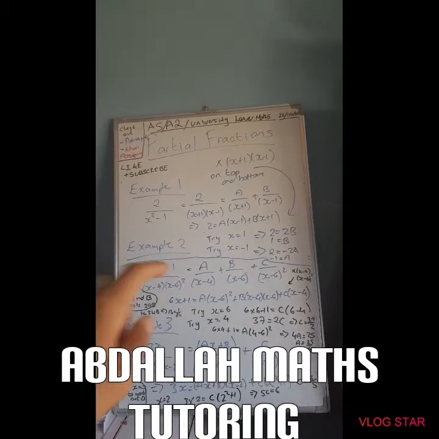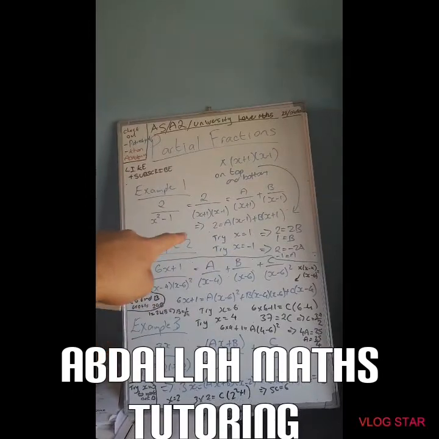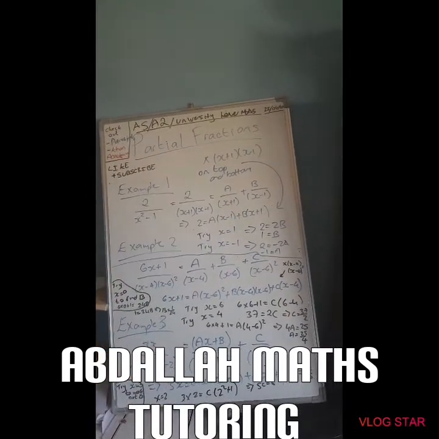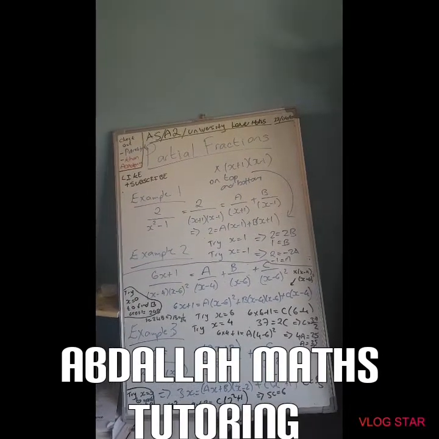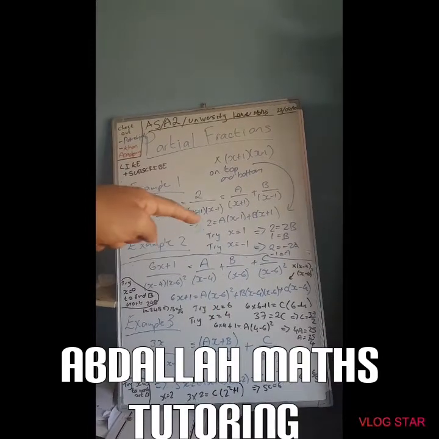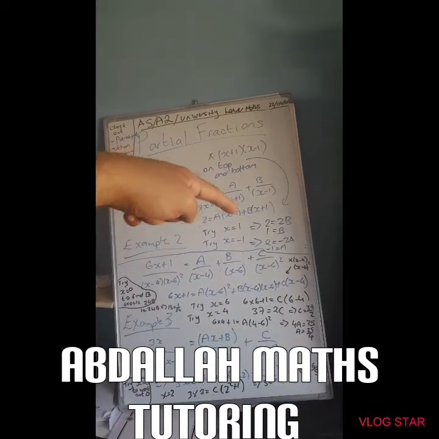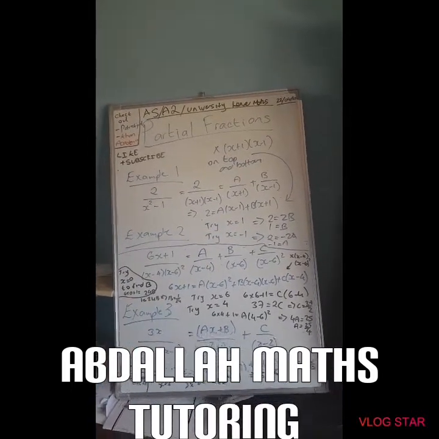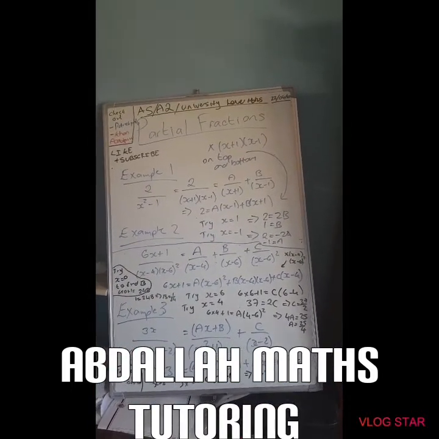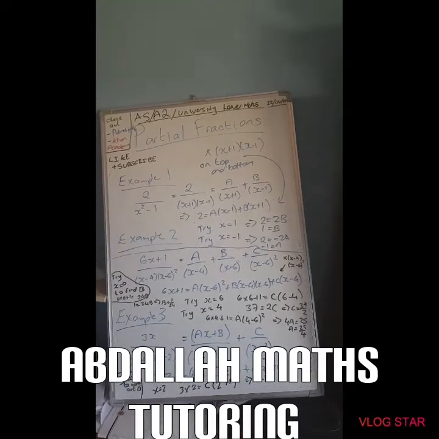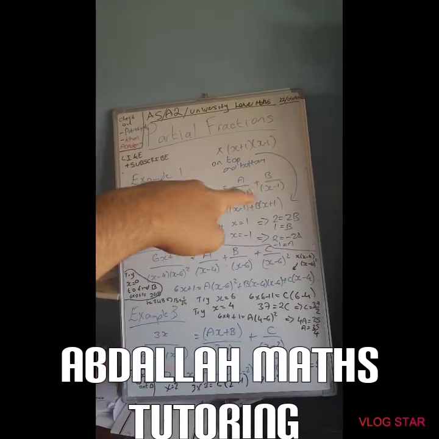When I sub in x equals 1, I get 2 is equal to b brackets 1 plus 1, which is going to be 2. So 2 is equal to 2b, therefore b equals 1. When x equals 1, the a term becomes 0, so it cancels out a. Next, if I sub in x equals minus 1, that will cancel out b, because minus 1 plus 1 is 0.